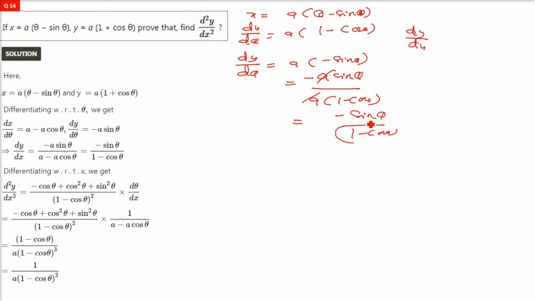This question we have already done just now. Remember, there we just replace this y with a square into 1 plus cos square theta. Remember, 1 minus cos square theta, 1 plus cos square theta, like that. But here you have d theta by dx also.